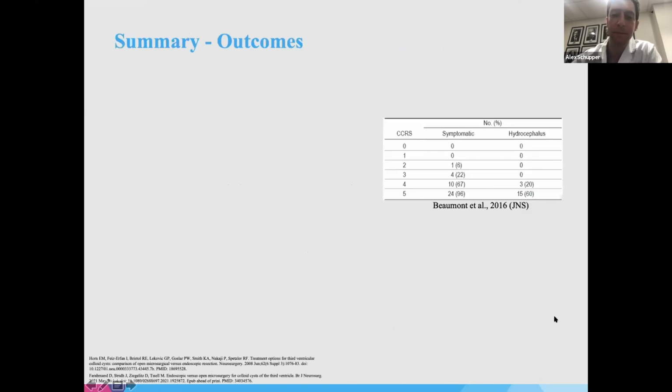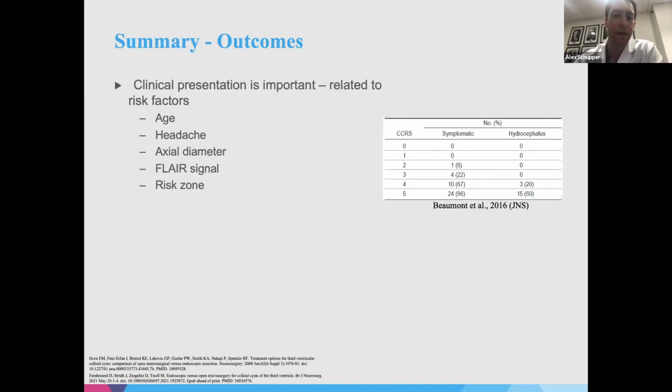So just to summarize some of the things we talked about and some of our findings. There are certain really important clinical factors that when you're assessing a patient and you're consulted on a patient with a colloid cyst, are important to keep in mind because they can be predictive of acute deterioration. So these 5 things are age, presence of headache upon admission, axial diameter on imaging of 7 millimeters or more, FLAIR intensity on MRI, and the 3 risk zones that we described earlier.